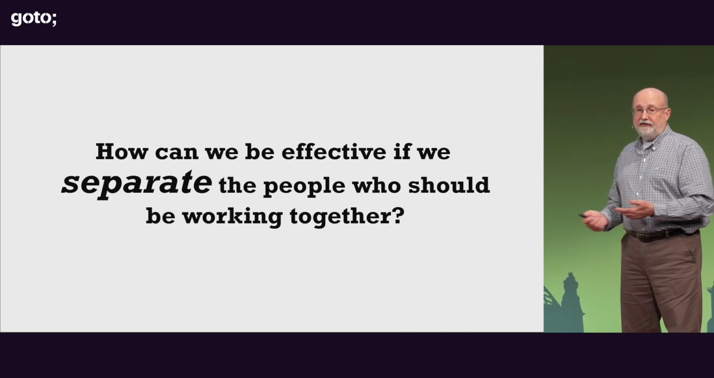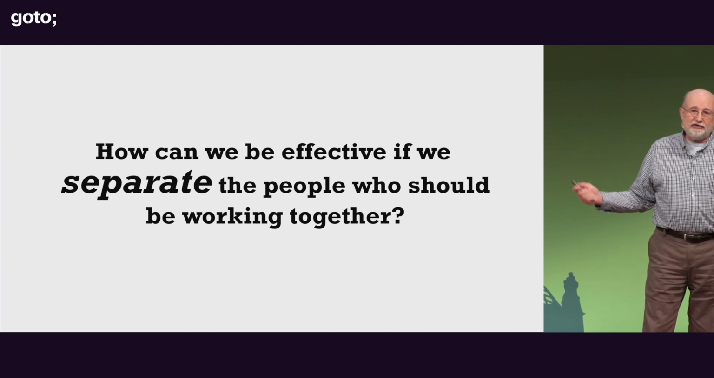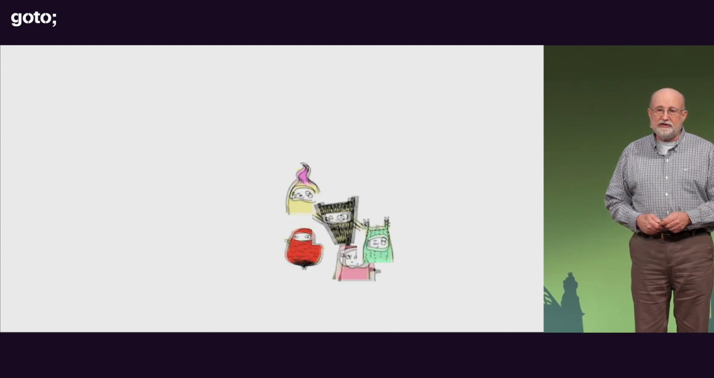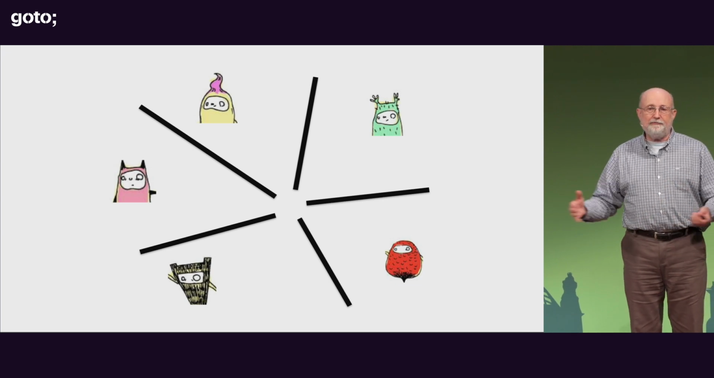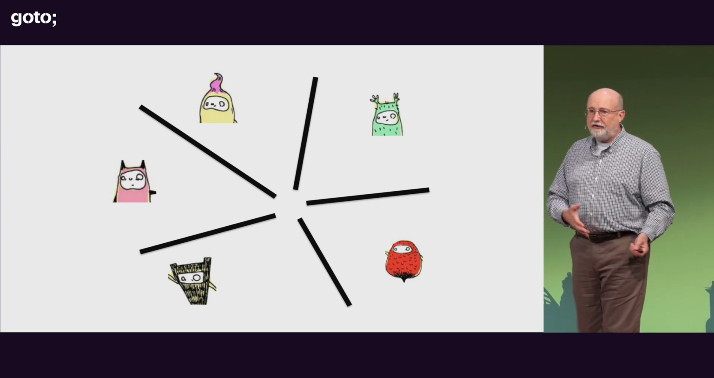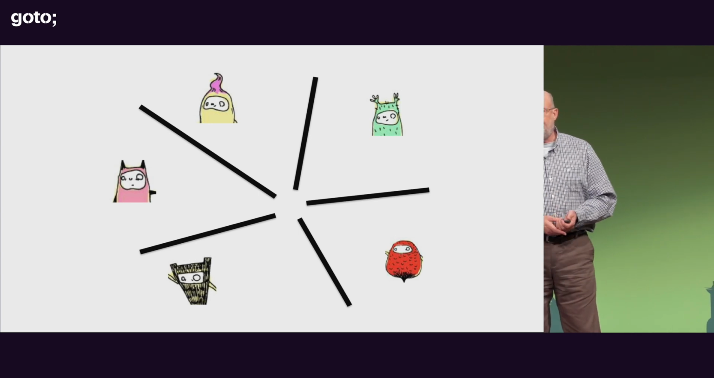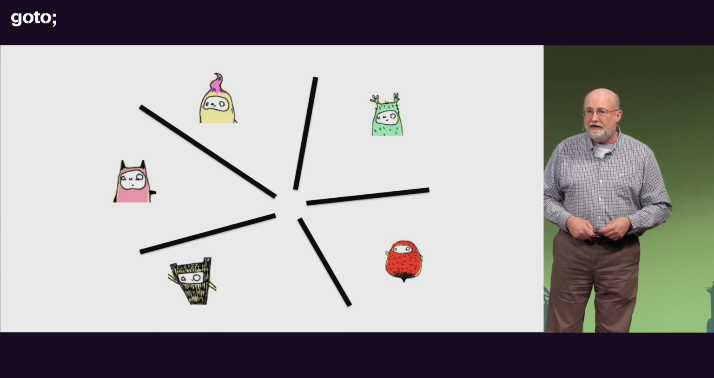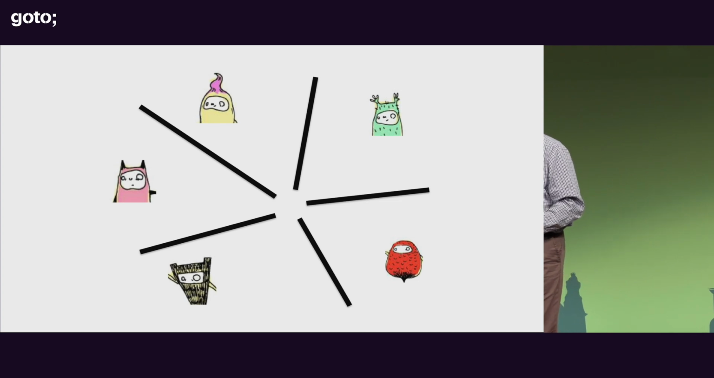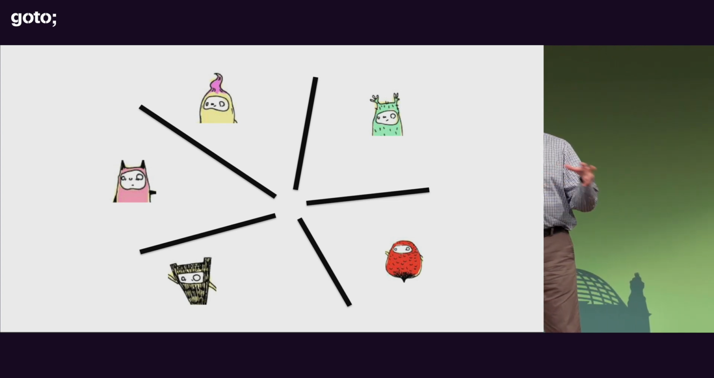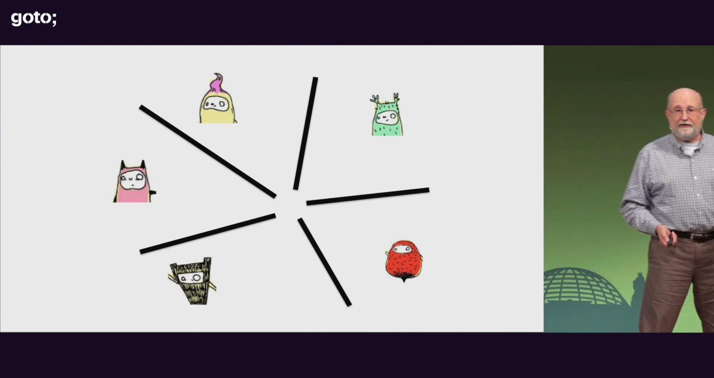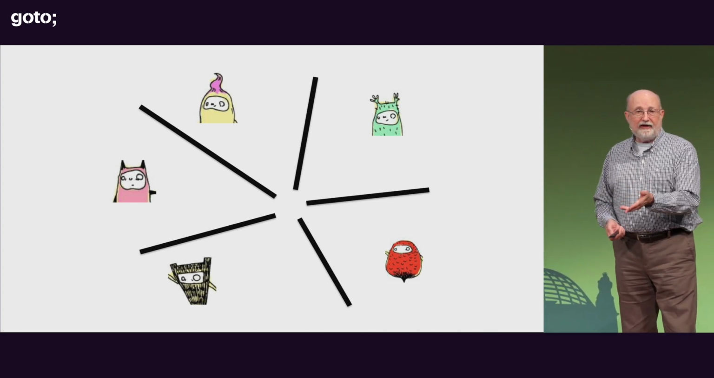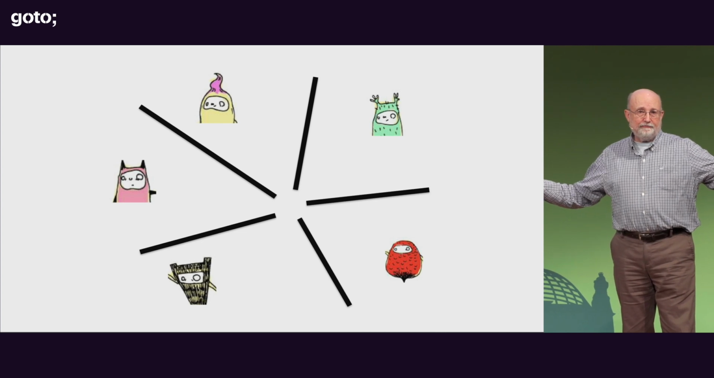How can we be effective if we separate the people that should be working together? And it usually ends up being not just in separate places. They're in different departments. The database person's in one department, the programmers are in another department, the testers are in another department, the product owners are in another department. So to get together and work is quite a feat for them. So we have to be really cautious about this. So can we be effective separating those people?